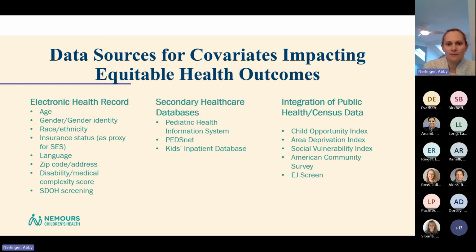Secondary healthcare databases, like the Pediatric Health Information System, do contain some of this information. For example, PHIS integrates the Child Opportunity Index. And then you can also think about integrating geocoded sources of secondary data, like I mentioned, the COI, Area Deprivation Index, Social Vulnerability Index, or census data through the American Community Survey.